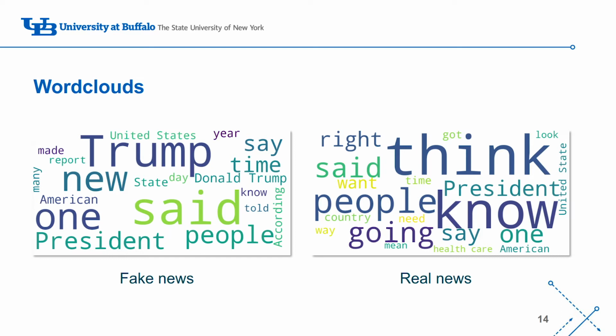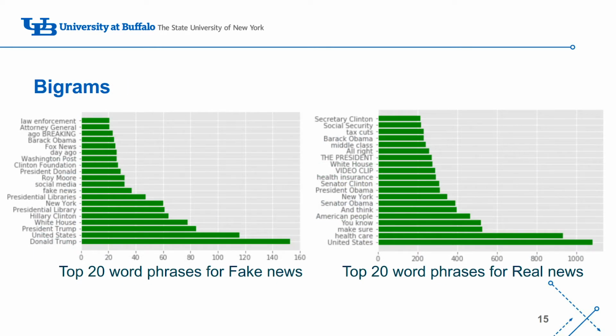We have also been making the n-grams. We again extracted the top 20 word phrases for fake and for real news. And here, similar to the word cloud, in real news, public figures are often referred to by official titles. For example, Secretary Clinton, Senator Obama, Senator Clinton, while in the fake news, first names are given instead or in addition, for example, President Donald.